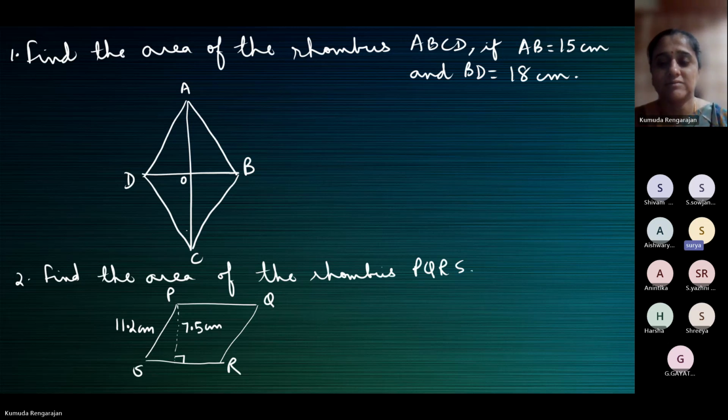Half into D1 into D2. Okay. What are the lengths of D1 and D2? Ma'am, 15 centimeter and 8. 15 and 18? No, one second. Name the diagonals in the rhombus ABCD. Name the diagonals.